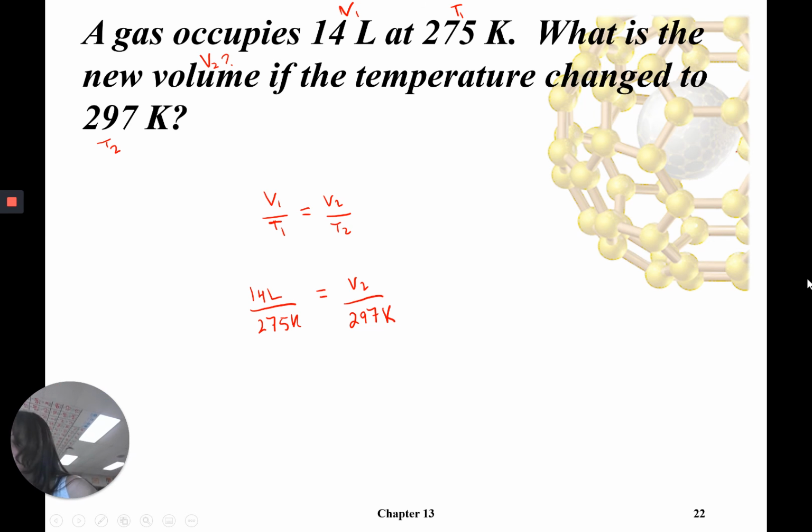They have to match. Before you put it in your calculator, make sure that your answer makes sense. It looks like my temperature is increasing by just a little bit. What would happen to your volume? Well, it should increase just by a little bit as well, because it's a direct relationship. So when you punch it into your calculator, you get that V2 is equal to 15 liters.